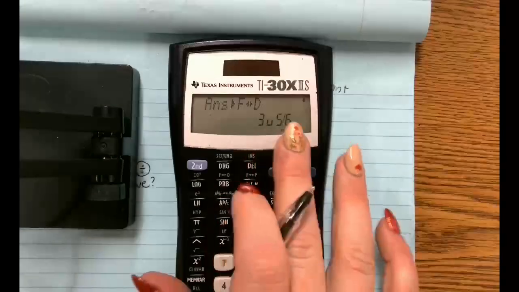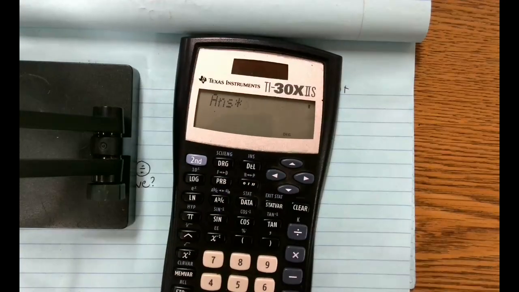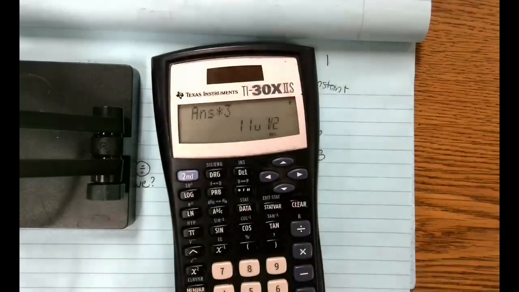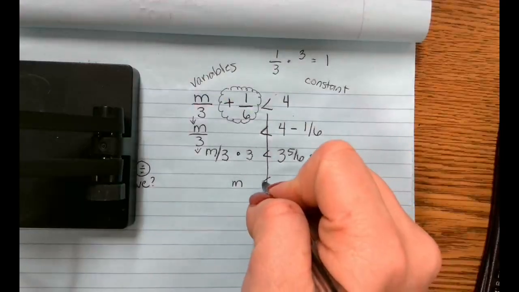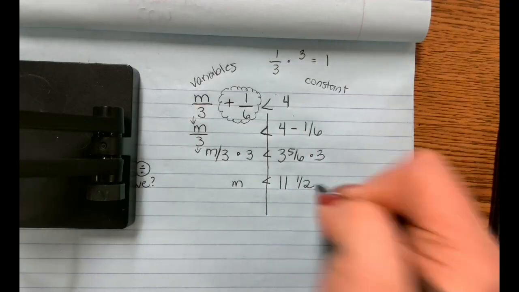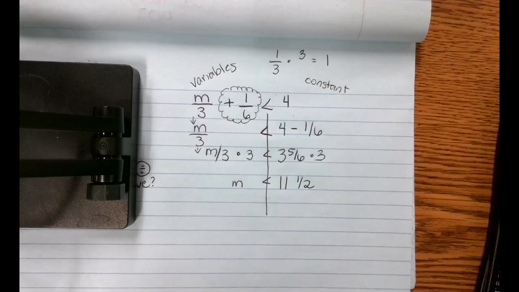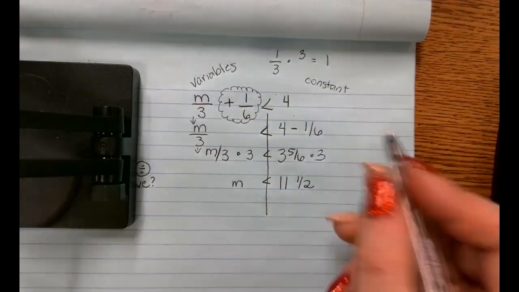Notice this is still in my calculator. I didn't clear it out. And the reason I didn't clear it out is because I can really easily just click times 3. And I don't have to worry about any extra work. So I'm getting 11.5. So m is less than 11.5. You could have also done 11.5 or as a mixed number. It does not matter. I did not multiply or divide by a negative, so I do not need to flip that inequality symbol. You should be good to go.